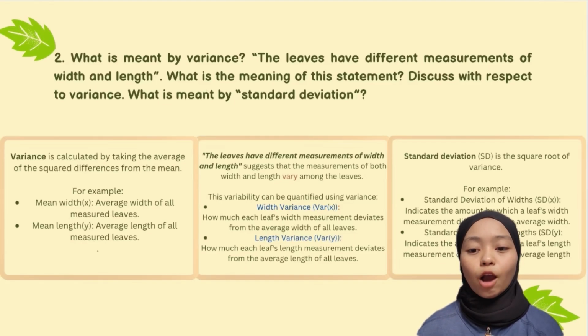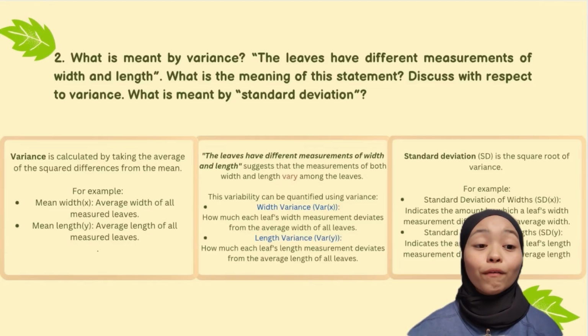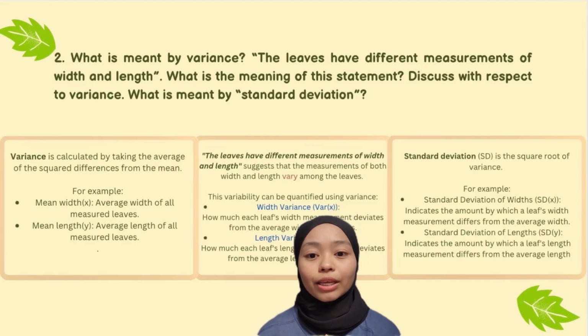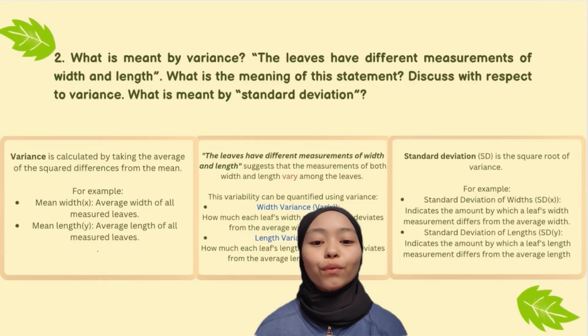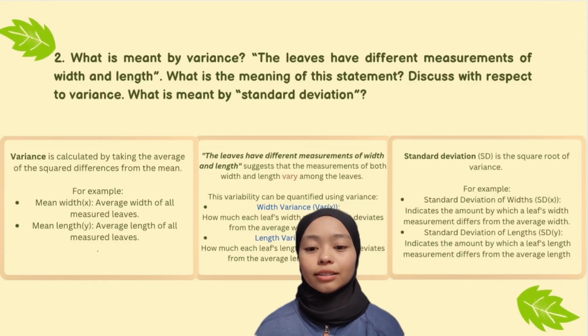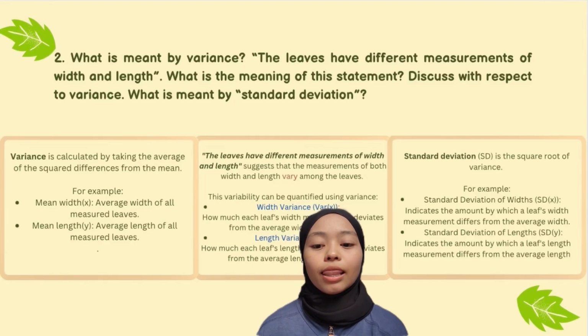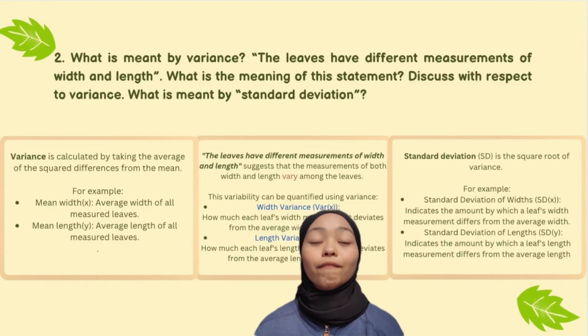This variability can be quantified using variance. Width variance is how much each leaf width measurement deviates from the average width of all leaves. Length variance is how much each leaf length measurement deviates from the average length of all leaves. Standard deviation is the square root of variance. For example, standard deviation of width indicates the amount by which each leaf's width measurement differs from the average width, and standard deviation of length indicates the amount by which each leaf length measurement differs from the average length.